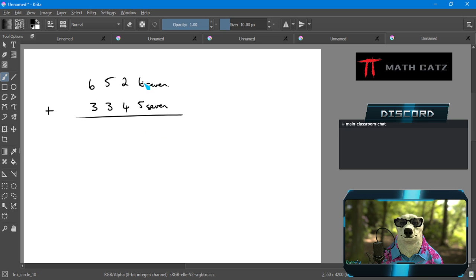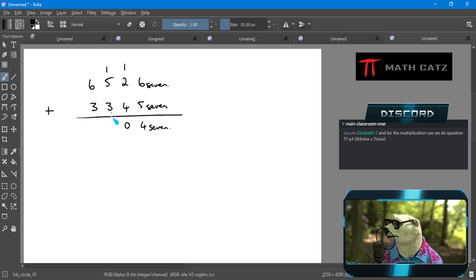All right, 6 plus 5 is 11. 11 is way too much. 11 is one group of 7 and 4 left over. 1 plus 2 is 3, plus 4 is 7. Oh, it's perfect. One group of 7, nothing left over.